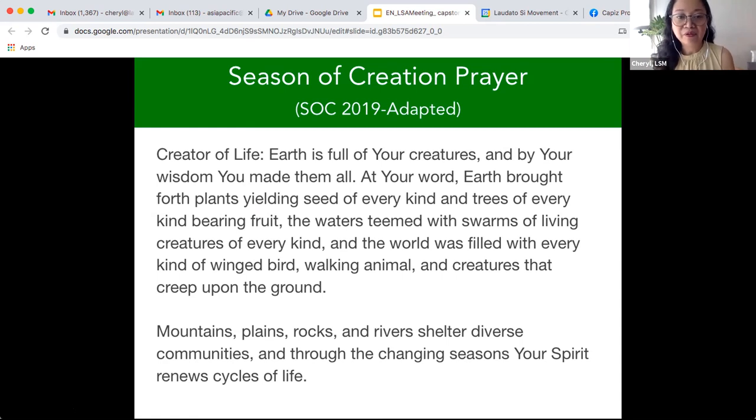Creator of life, earth is full of your creatures, and by your wisdom you made them all. At your word, earth brought forth plants yielding seed of every kind, and trees of every kind bearing fruit. The water teemed with swarms of living creatures of every kind, and the world was filled with every kind of winged bird, walking animal, and creatures that creep upon the ground. Mountains, plains, rocks, and rivers shelter diverse communities, and through the changing seasons, your spirit renews cycles of life.